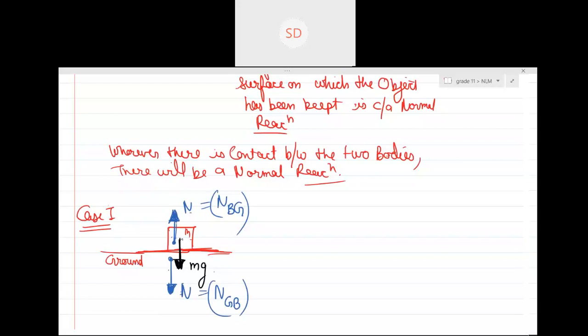So this is your normal reaction, and now this normal reaction and this mg will be balanced with each other. Why? Because the object is at rest. Are you getting my point?